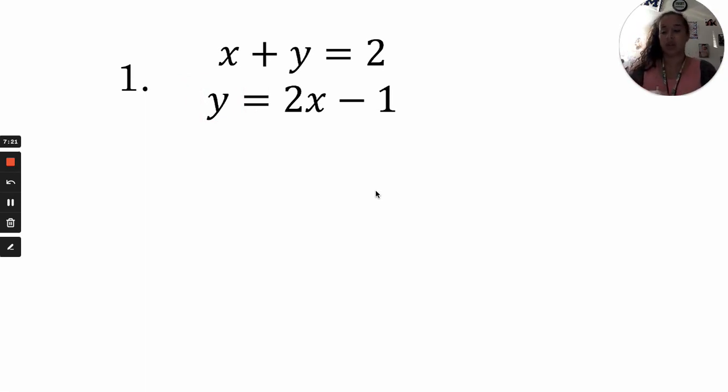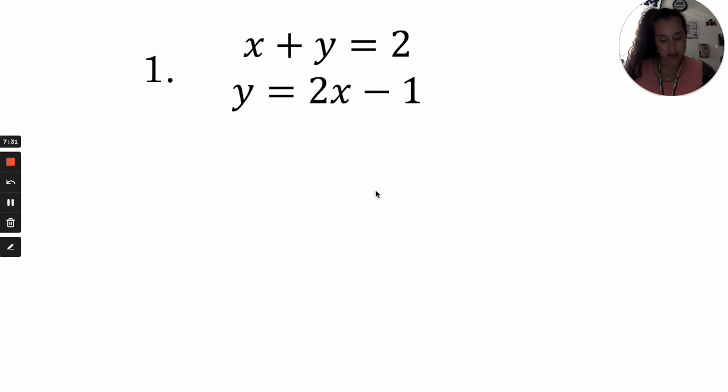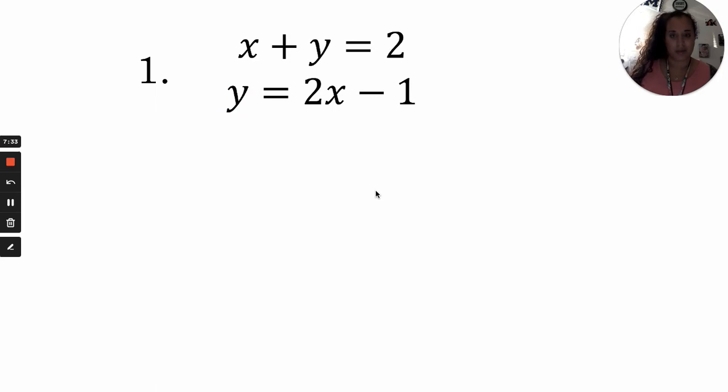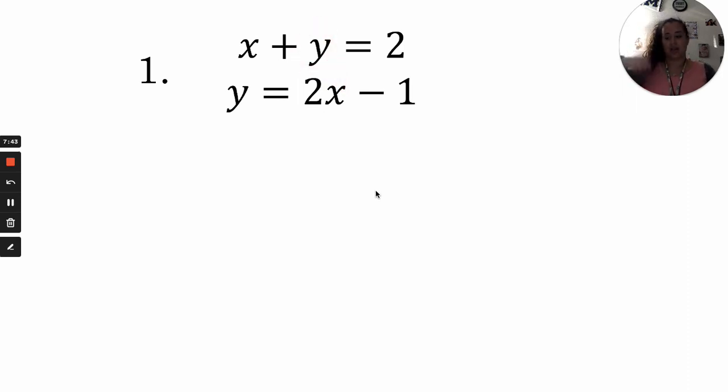All right, so what we're going to do is we're going to take this whole equation and plug it in for y. So these two y's are going to take the place of each other. So I'm going to take this thing, 2x minus 1, and plug it in for that y. All right? So this is what it's going to look like.